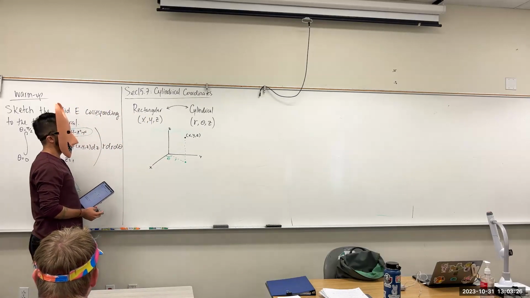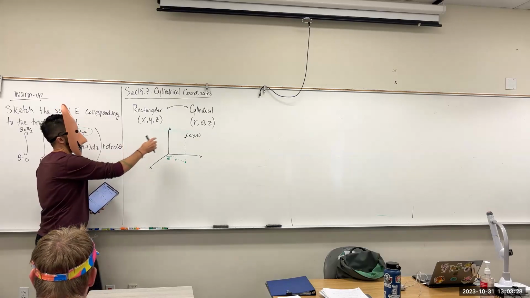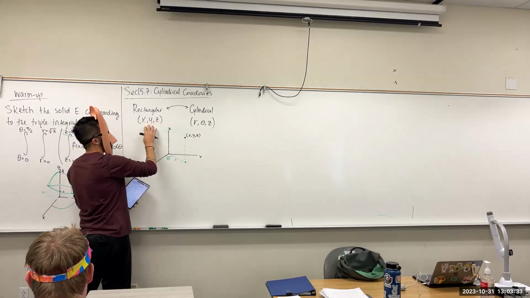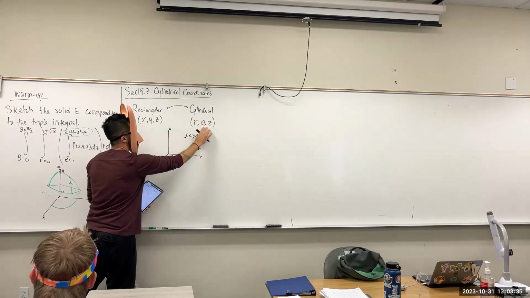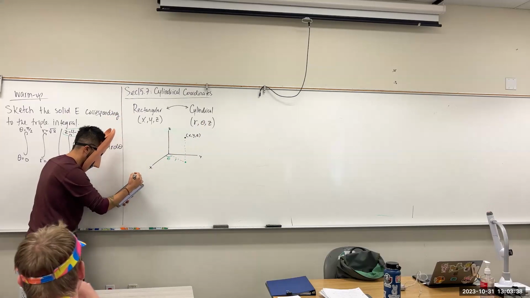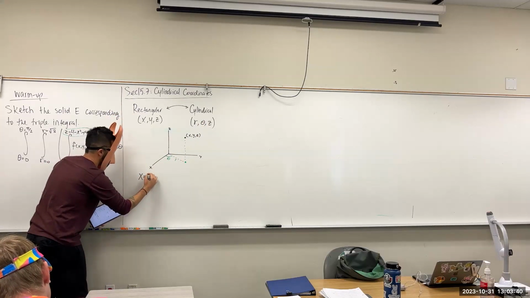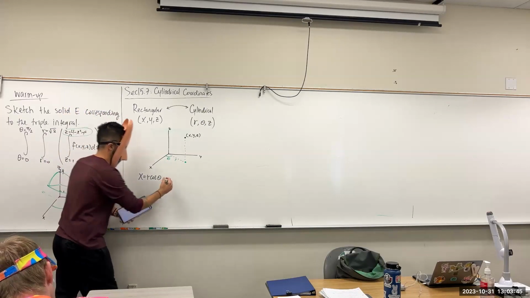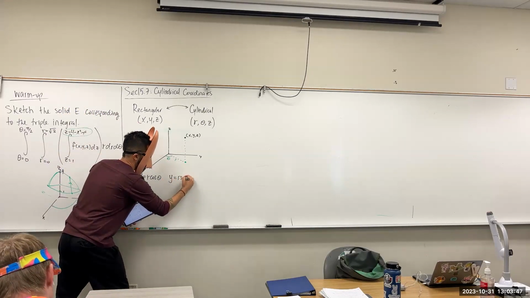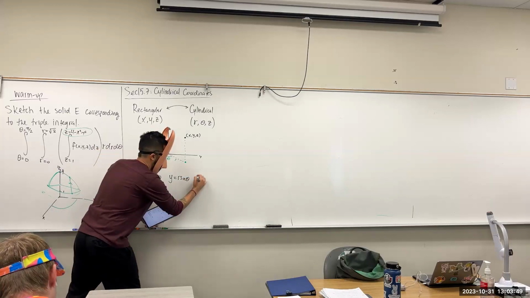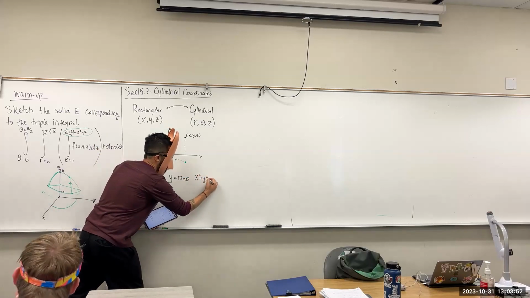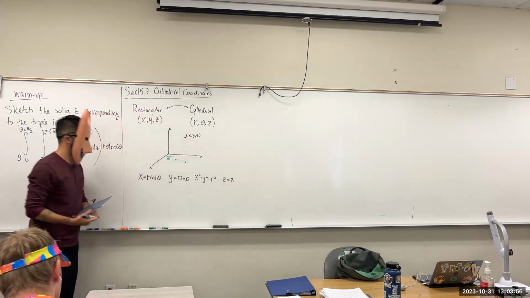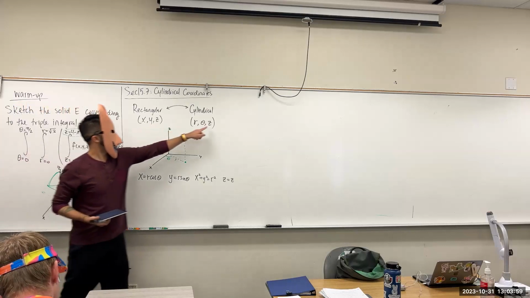Everything you guys learned in polar will still apply. So for example, what's the relationship between rectangular coordinates in xyz and cylindrical? Well, you're still going to use the exact same thing. x will still be r cosine theta. y will still be r sine theta. x squared plus y squared is still r squared. But here, like I said, z is the same z coordinate. This z is the same as this z.